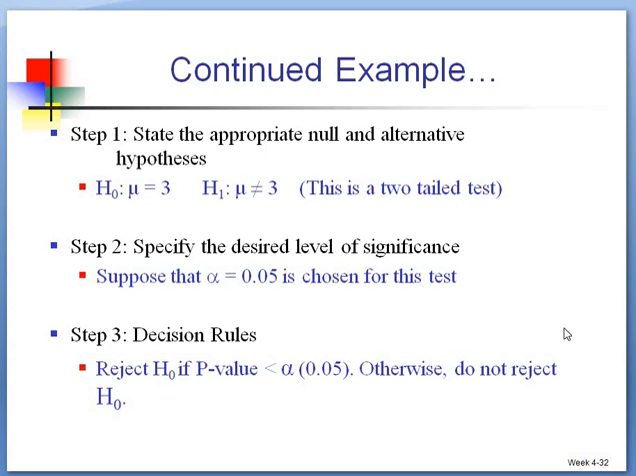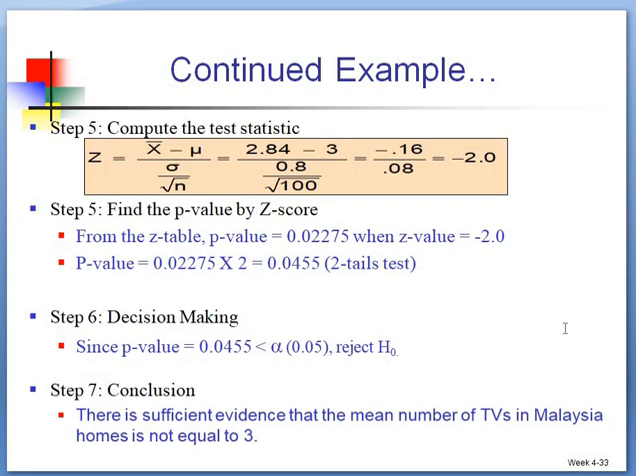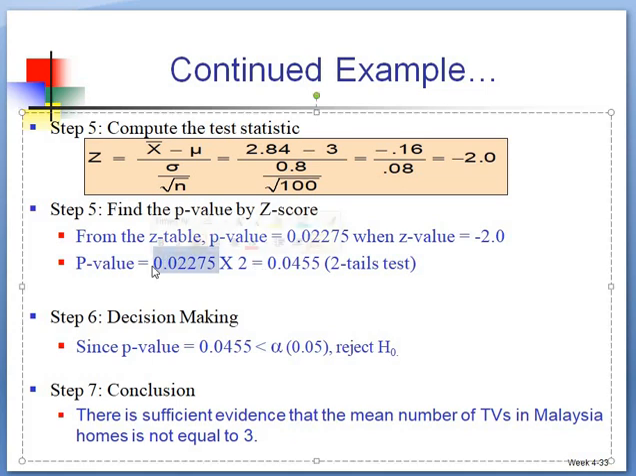So, for example, just now we repeated the 7th step. After that, we have to find the p-value, referring to the z value that we have, negative 2.0. We can get the p-value from the table, which is 0.02275. Since this is a 2-tail test, we multiply by 2. If this is a 1-tail test, no need to multiply by 2. Then we get 0.0455. Since the p-value equals 0.0455, which is less than alpha, therefore reject the null hypothesis.